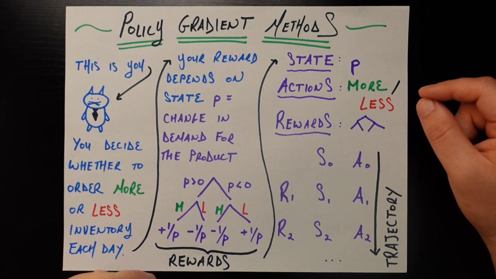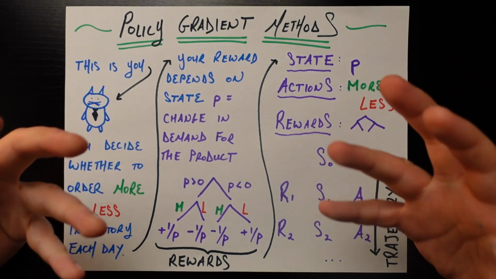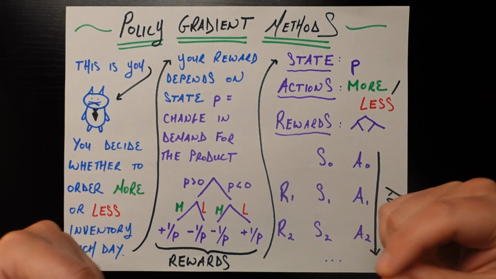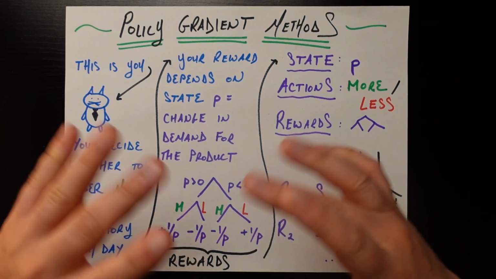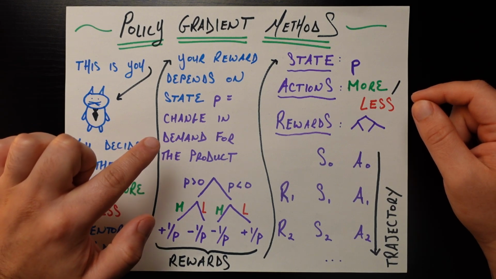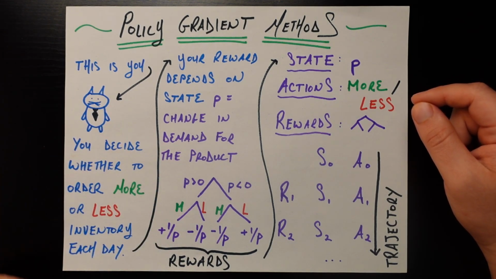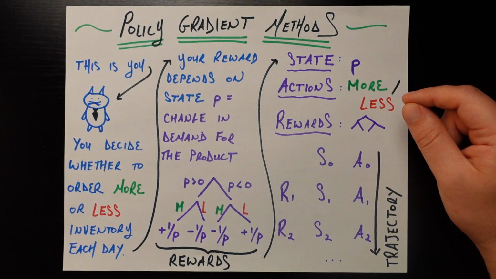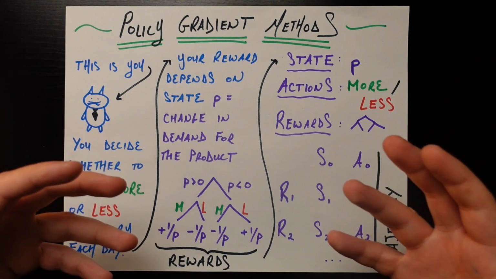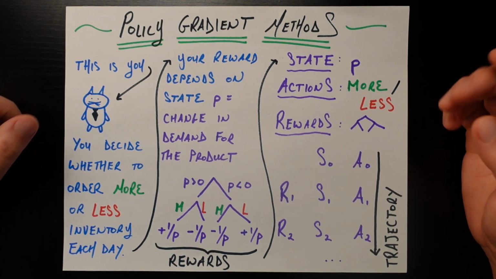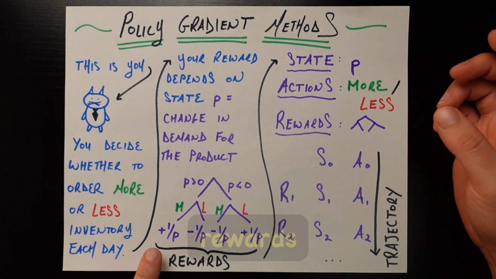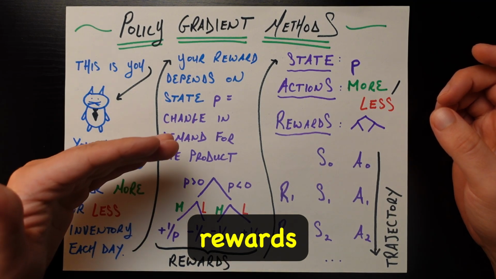Now, also in the context of a reinforcement learning problem, there are some states in the world which are going to impact the rewards that you're actually getting as a consequence of your actions. In our simple example, the state of the world is just a single variable p. And p measures the change in demand for this product that you're ordering more or less of every single day. We can assume that p is either positive, which means that there is more demand for this product than there was the previous day, or p is negative, where there is less demand for this product than there was the previous day.